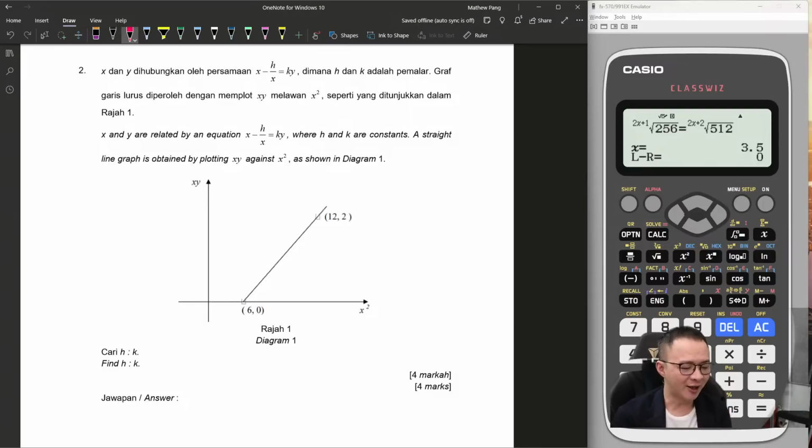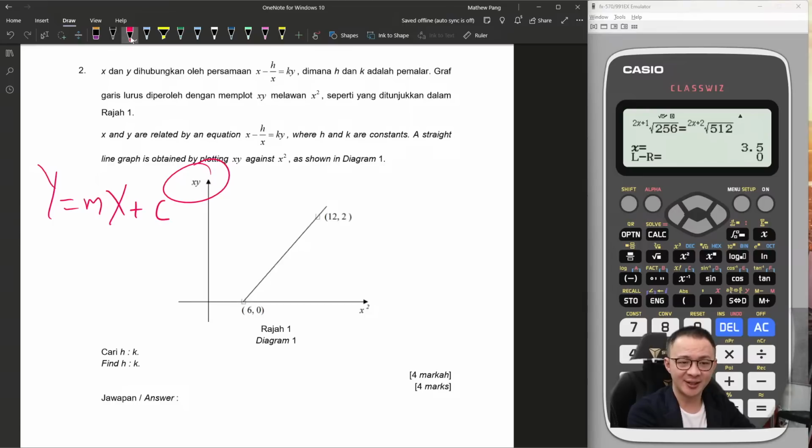Alright, question 2. x and y are related by this equation, where h and k are constants. A straight line is obtained by plotting xy against x squared. So obviously when I read this question, I know it is linear law. So with linear law, my objective is I want to get something like this, from the graph, y equals to mx plus c.